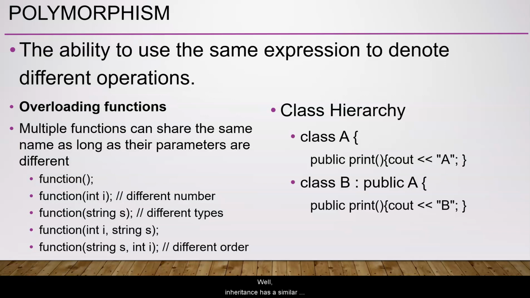Well, inheritance has a similar thing, and it knows by which class is calling the item. So if you have class A and you have a print function that says print A, and then you have a class B that is a child of A, and you say print, and it's going to say print B. When you go to create these, if you create a class A, it's going to print out A. If you print a class B, it's going to print out B. So let's go see this in action.